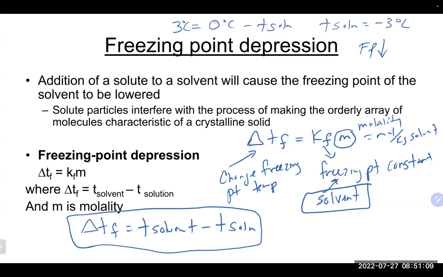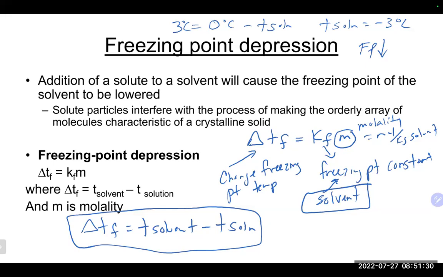So it's really important for freezing point to do the solvent temperature where it normally freezes minus the temperature of the solution you just calculated. Again, that will give you the correct sign, if you will. It's a very common thing that people mess up the sign part when they do that. Any questions on that?